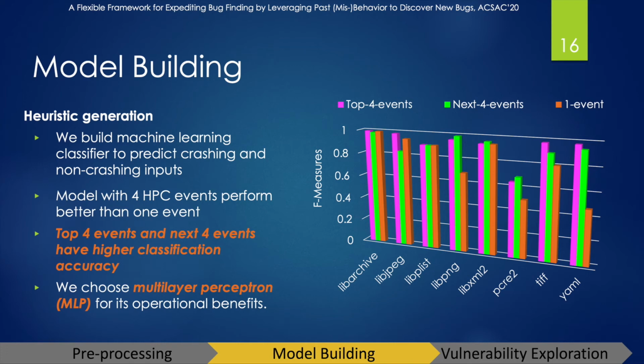Limited by 4 counters, we use up to 4 events with high information gain to build a machine learning classifier. Our analysis shows that a model with 4 events performs better than with 1 event. More importantly, the top 4 events and next 4 events have higher classification accuracy in identifying crashing and non-crashing inputs. These sets of events can be used as coverage metrics. We choose multilayer perceptron to build a classifier as it has high classification accuracy and offers low runtime overhead.